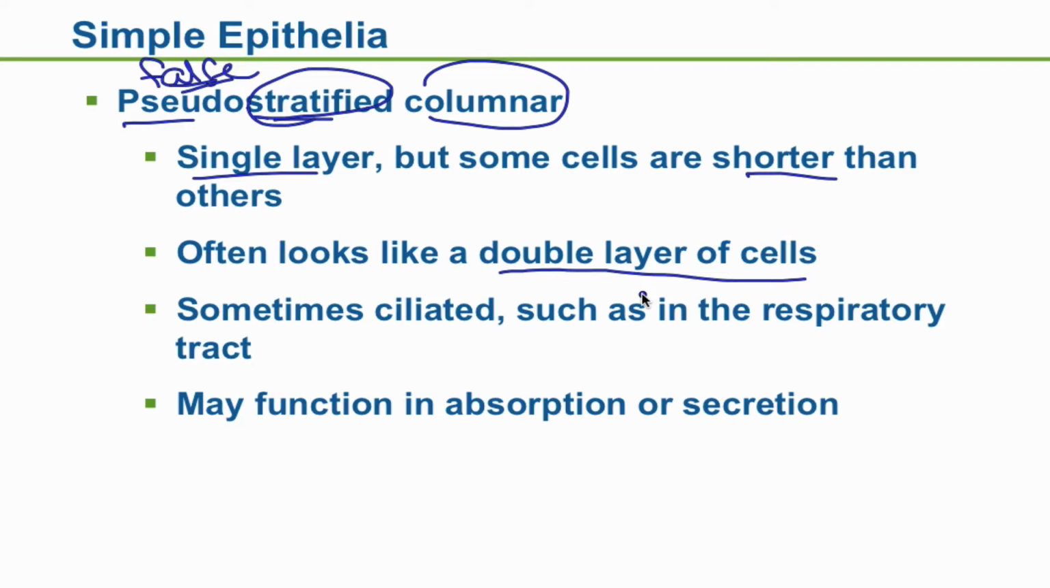So when you're looking through the microscope and trying to identify tissue layers or tissue types or cell types, make sure you really are paying attention to whether it's one layer or two layers, or if it looks like two but it's really one. Those kinds of things can be a little bit tricky. Sometimes pseudostratified columnar is ciliated, such as when it appears in the respiratory tract, and this may function as absorption or secretion.